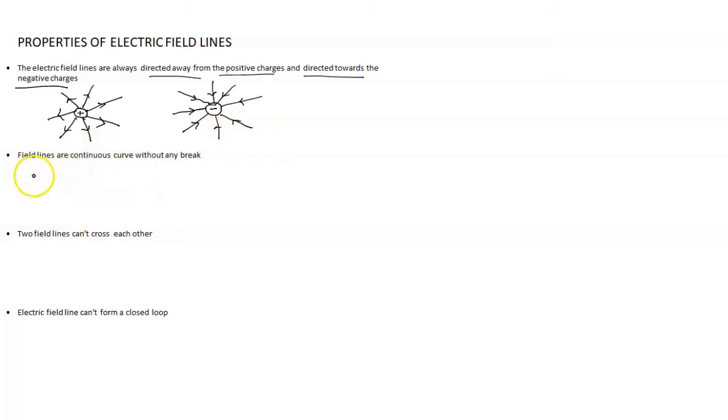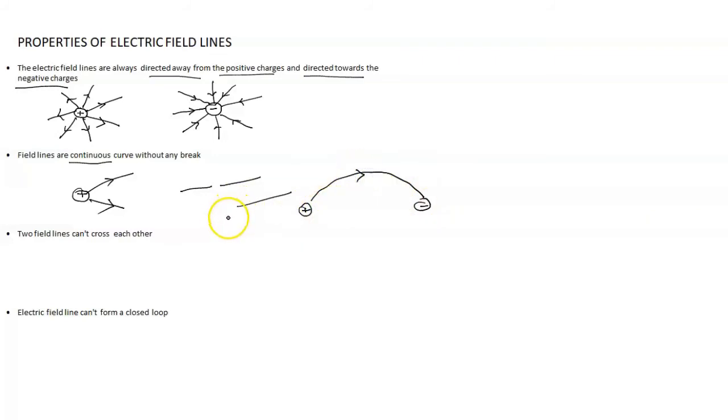Let us move to the second property, that is, field lines are continuous curves without any break. So if we consider one positive charge, the electric field lines are always continuous. The field lines don't look like this, broken. It is always a continuous line or continuous curve from positive to negative, like this. Field lines are always continuous curves without any break.